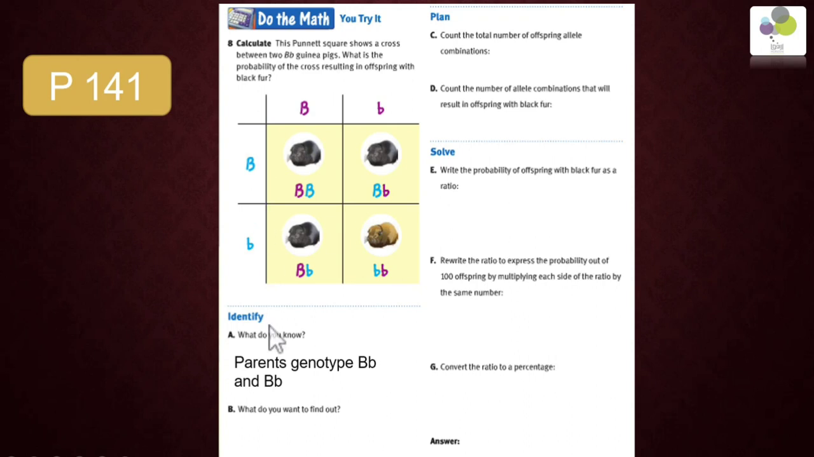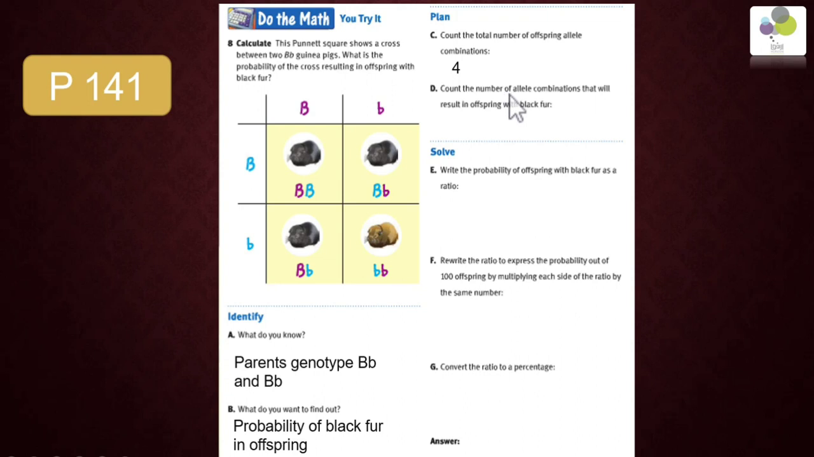Okay, so what do you want to find out? We need to find out what is the probability of the cross resulting in offspring with black fur. So we need to find the probability of black fur in the offspring. Count the total number of offspring. The total number is what? 1, 2, 3, 4. The total number of offspring is 4.